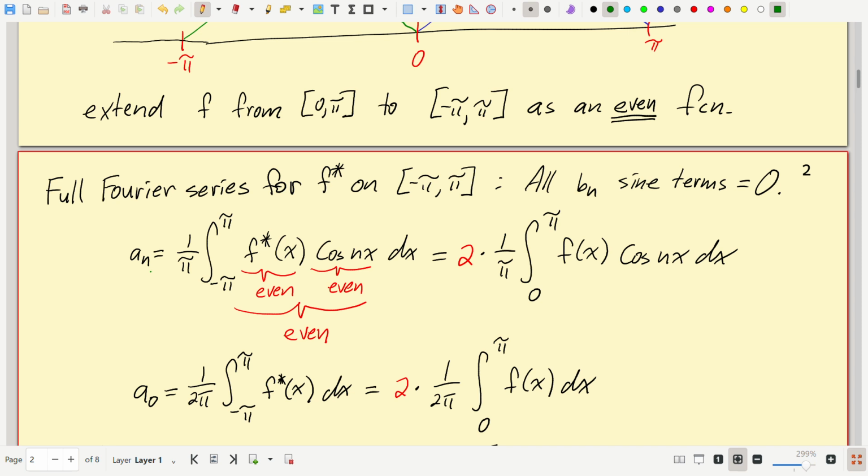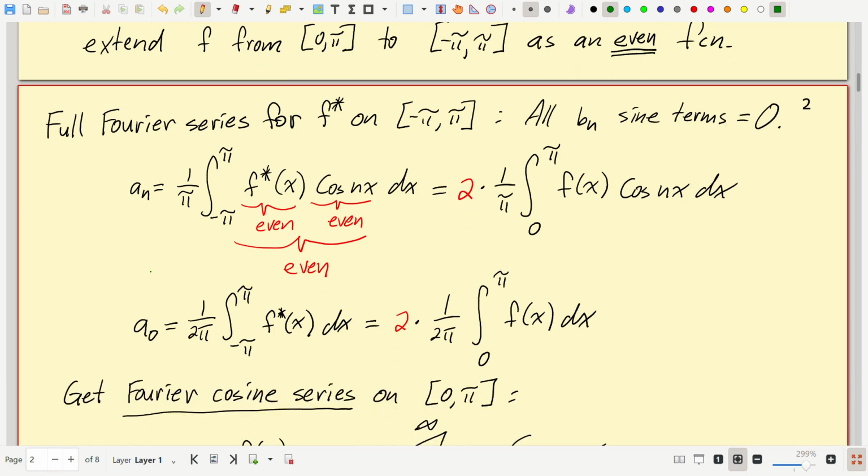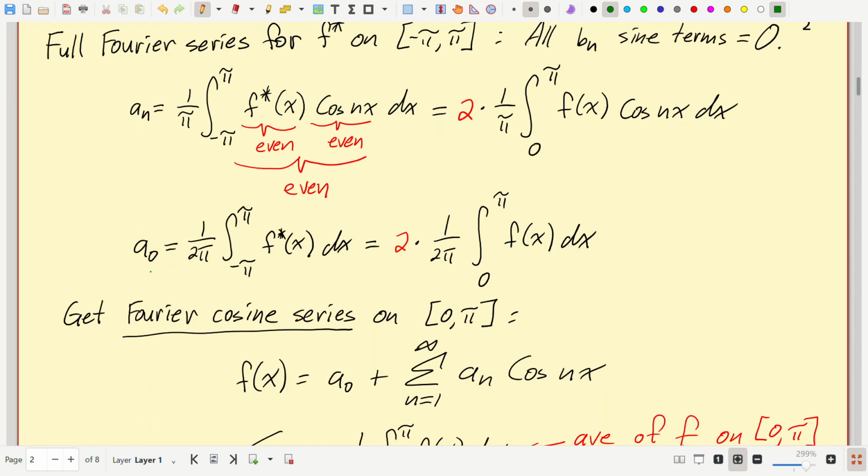We don't know the cosine series yet. That's a new thing. That's the cosine coefficient term. And a naught is 1 over 2 pi, integral from minus pi to pi. And when I integrate that even function f star over the symmetric interval minus pi to pi, that's 2 times the integral from 0 to pi. And so we get something new called the Fourier cosine series on the interval from 0 to pi.